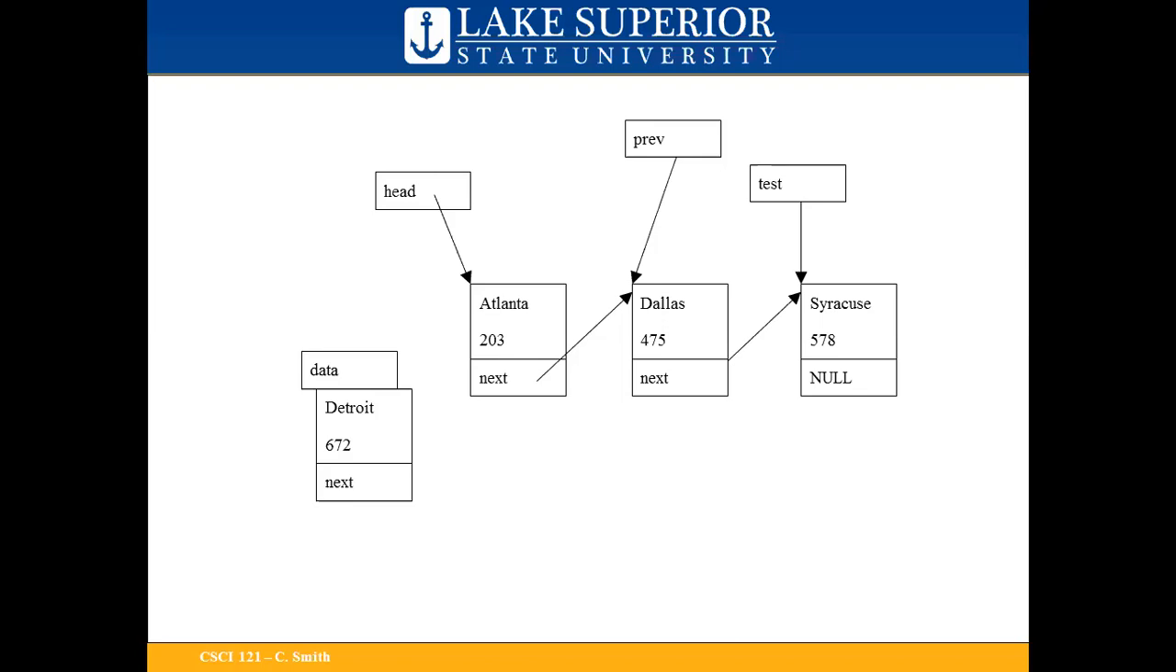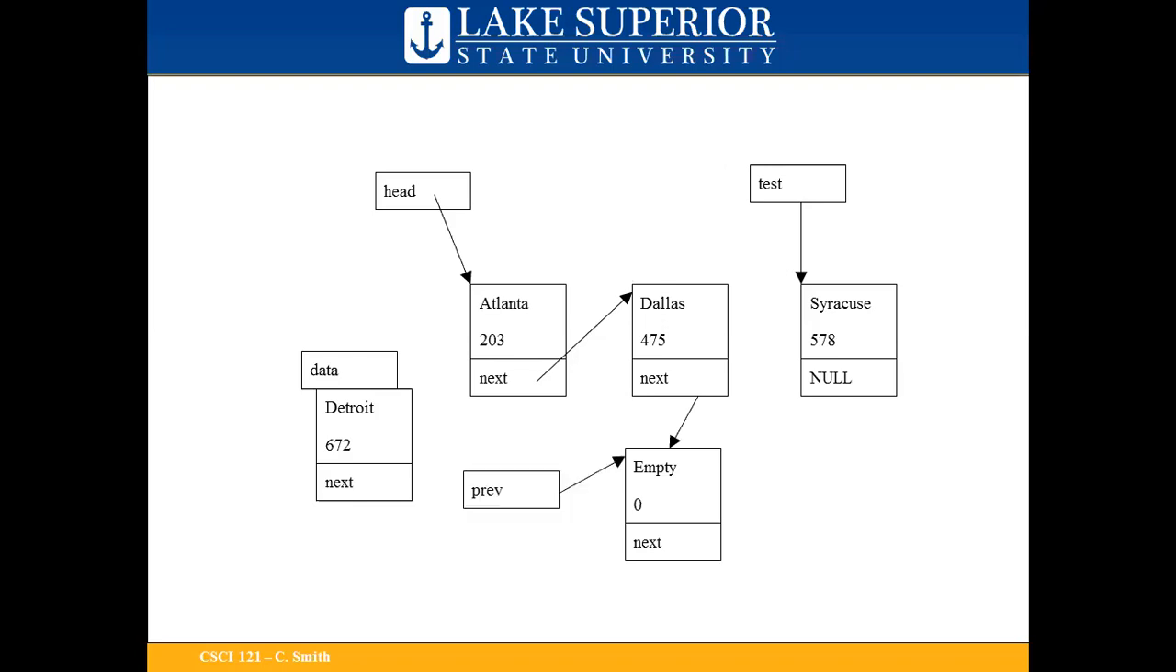So let's go back and look at that. Right now, previous arrow next, that's Dallas's next, is pointing at Syracuse. We need to insert Detroit in between Dallas and Syracuse, which means Dallas needs to point at Detroit and Detroit needs to point at Syracuse. So we allocate new space, dynamic allocation of memory, okay? We're going to move previous.